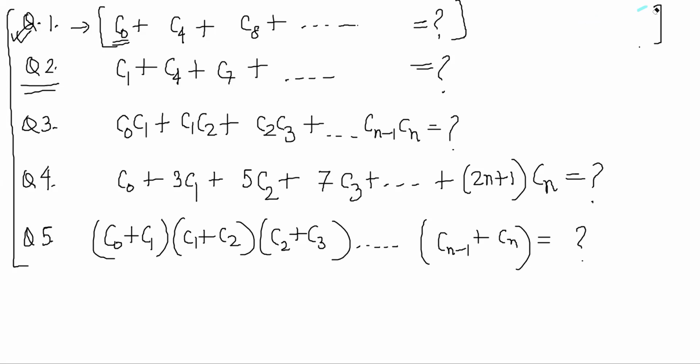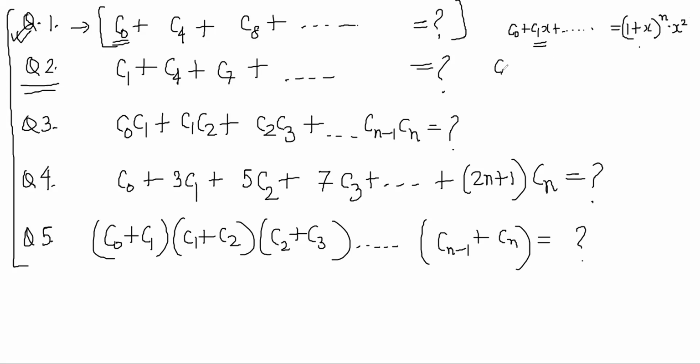Because C1 is there, correct. So if you have C0 plus C1x plus so on is equal to 1 plus x to the power n, how can you get the C1 term as the first term? So multiply by x square.